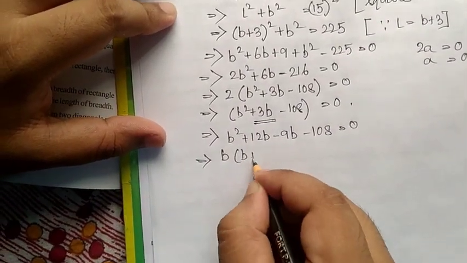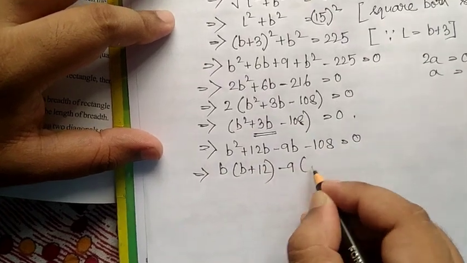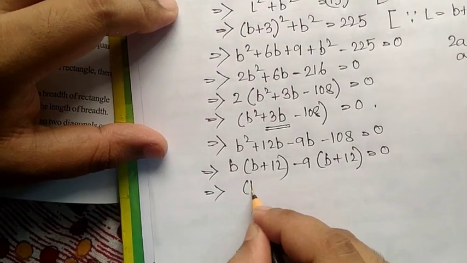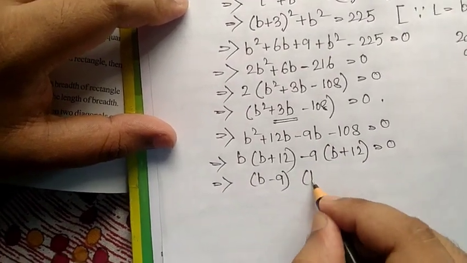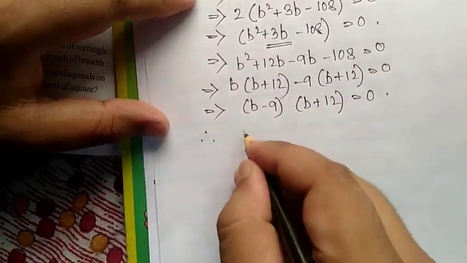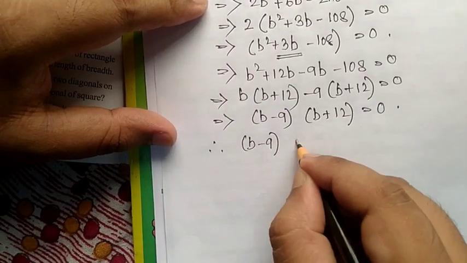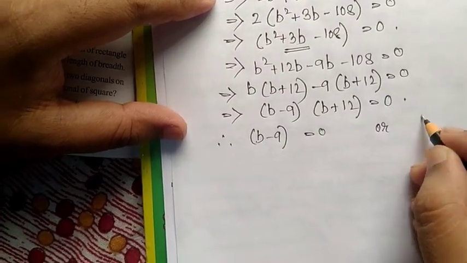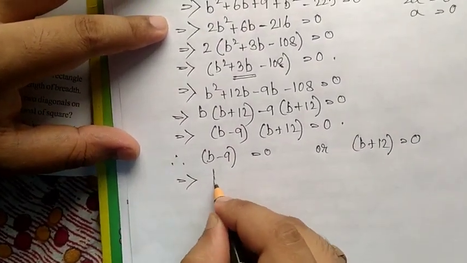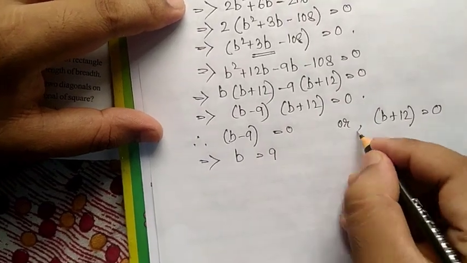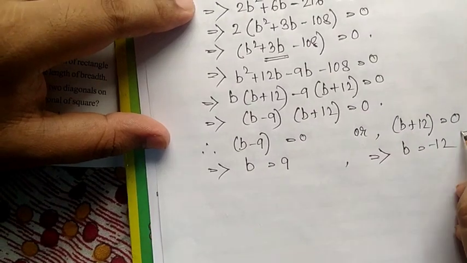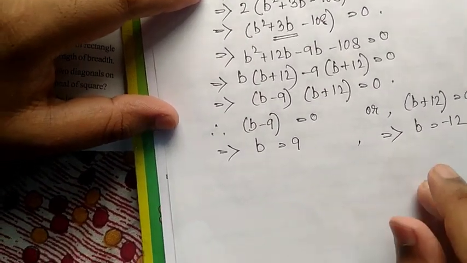So B plus 12, minus 9, B plus 12 equal to 0. So B minus 9, B plus 12 equal to 0. So therefore we can say that B minus 9 equal to 0 or B plus 12 equal to 0. So therefore we can say that B equal to 9 here, and here we can write that B equal to minus 12, which is not possible because breadth cannot be negative.